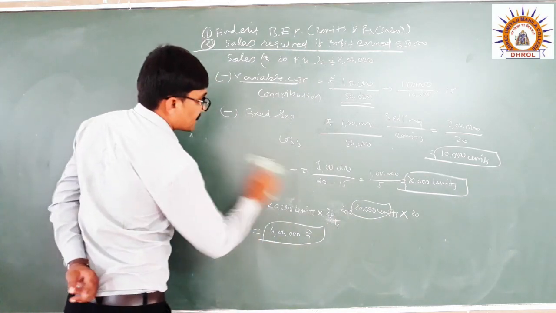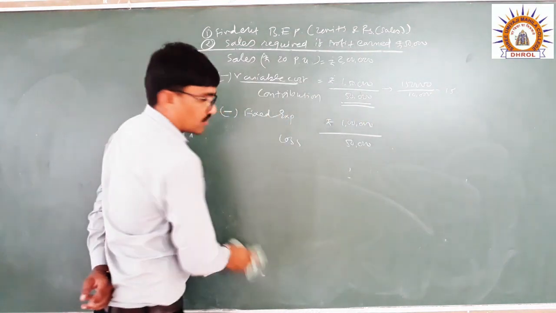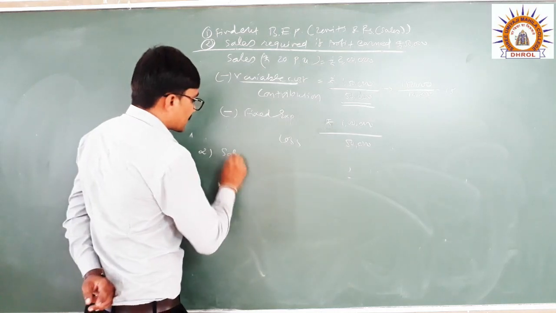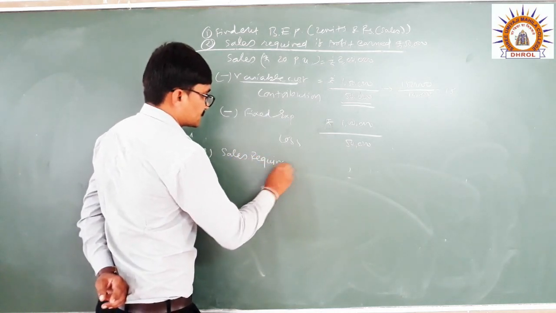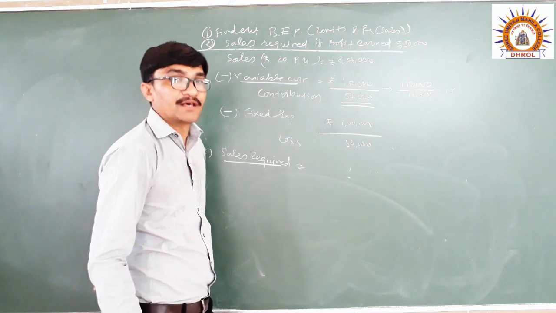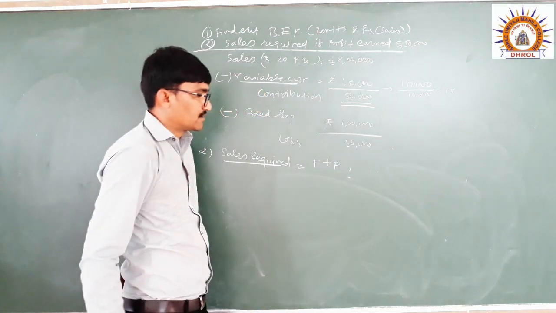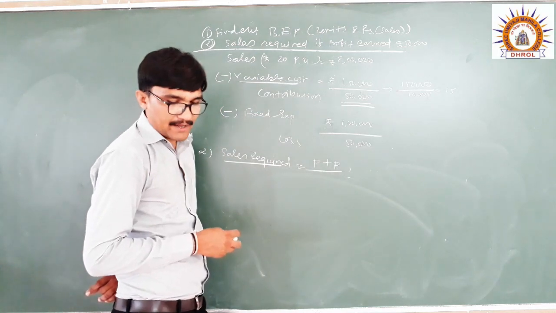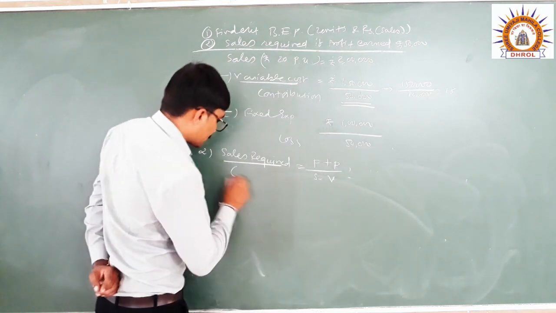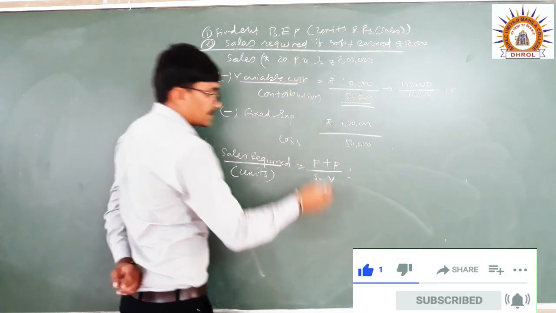The second thing is to find out the amount of sales required. So problem second, sales required. Sales required is equal to, now another new formula is here, simply F plus P. Why? Because of P, divided by S minus V. Here it gives sales required in terms of units.